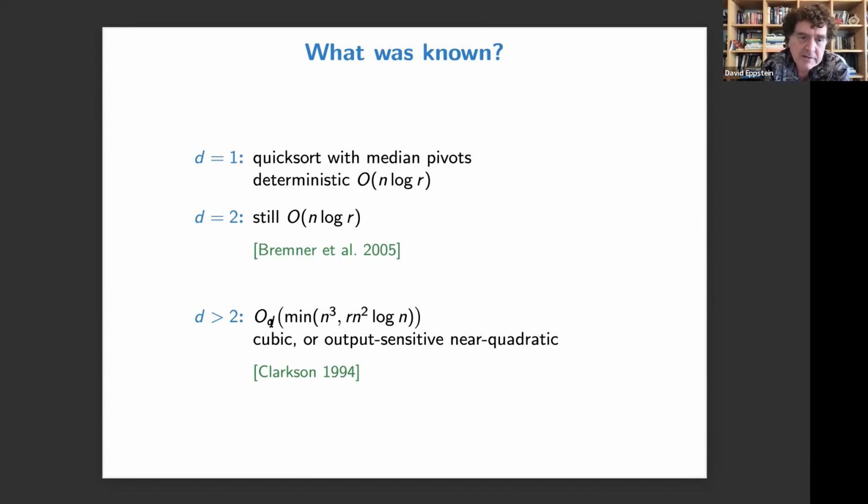The running time depends on the dimension because there's some linear programming hidden in here. But the time is either you can get n cubed time, just straight up n cubed, not output sensitive, but no logs. Or if you're willing to pay a log n factor, you can get an output sensitive algorithm that turns one of those n's into an r. And so that was what was known until my new paper.